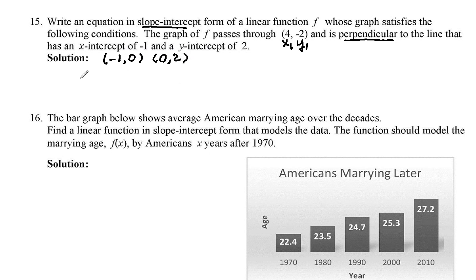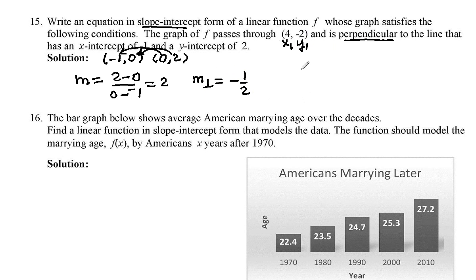So then the slope of that line is going to be y2 minus y1, 2 minus 0, over x2 minus x1, 0 minus negative 1, which is 2 over 1, which is 2. So that is our given slope. And then the slope of the line that we want, that's perpendicular, is the negative reciprocal. So that's negative 1/2.